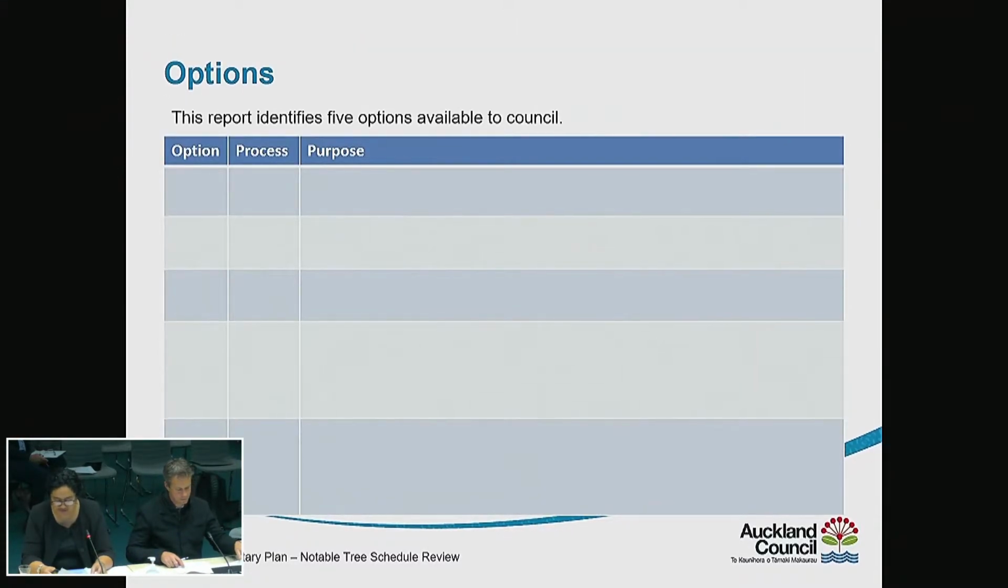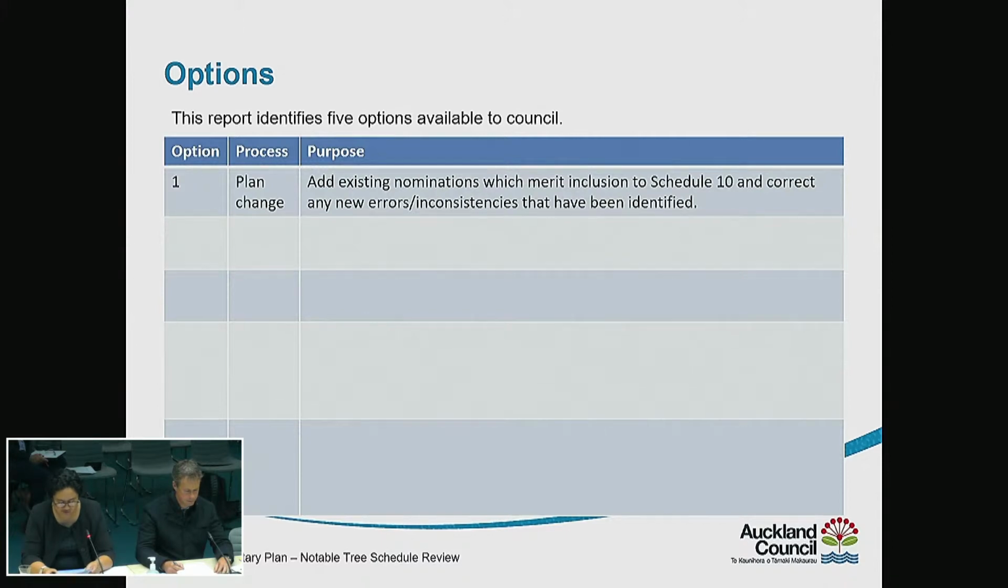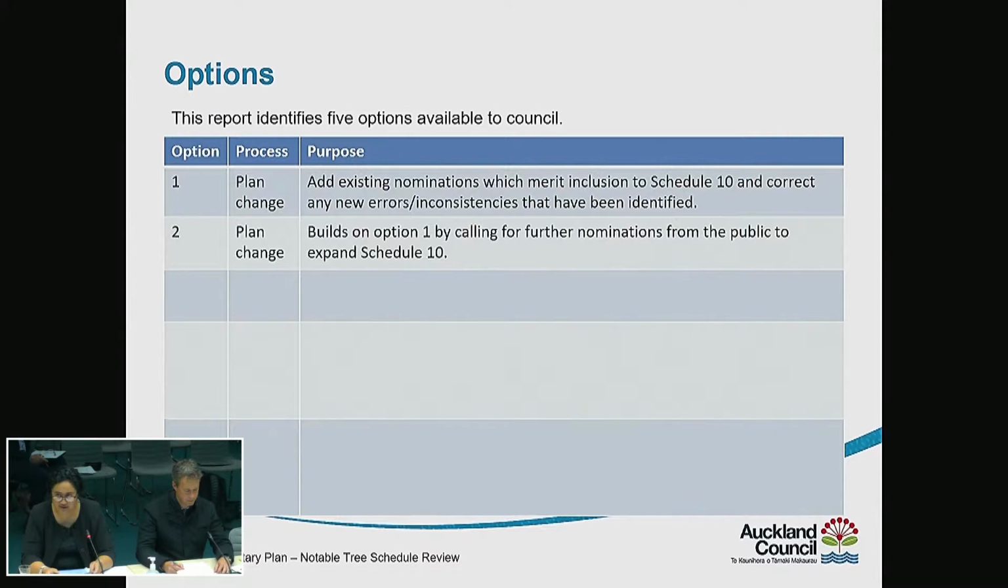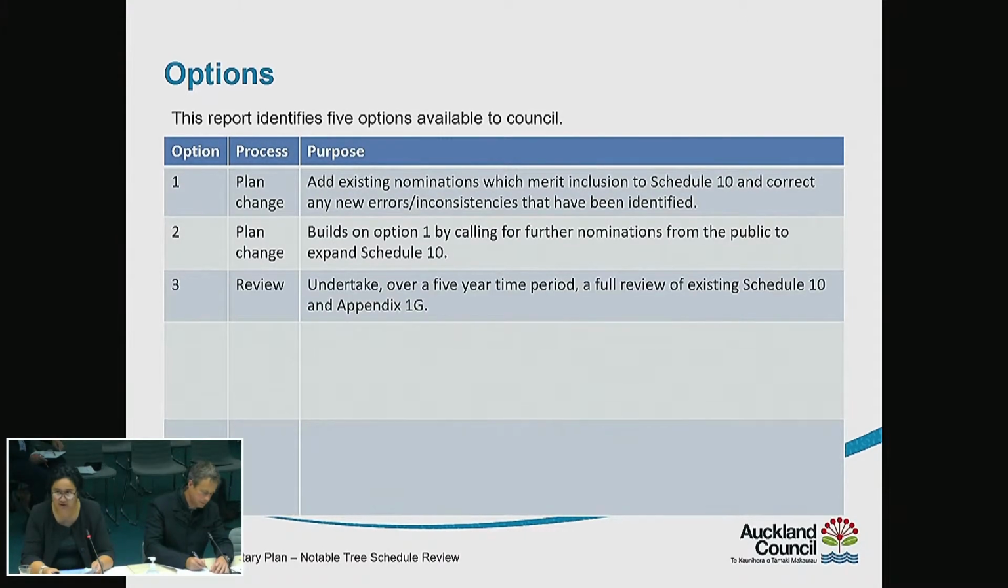This report identifies 5 options available to Council, which address the issues identified in the previous slide. Option 1 involves preparing a plan change to add existing nominations which merit inclusion to Schedule 10 and correct any newly identified errors and inconsistencies. Option 2 is to prepare a plan change which, in addition to Option 1, calls for further nominations from the public to expand Schedule 10. Option 3 undertakes, over a 5-year time period, a full review of existing Schedule 10 and Appendix 1G.